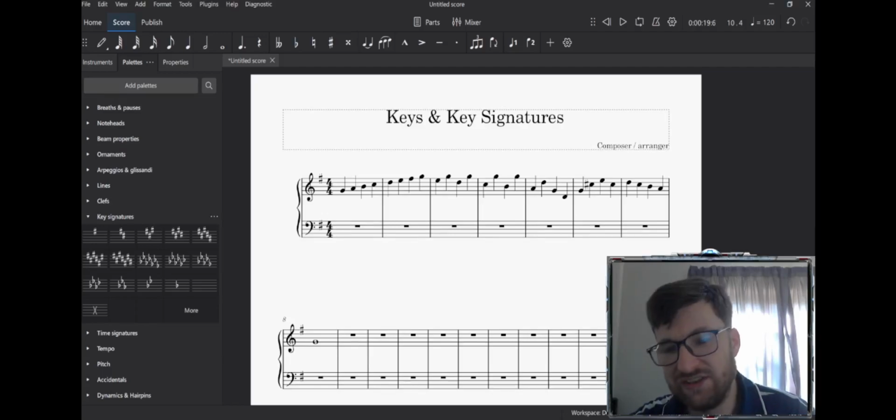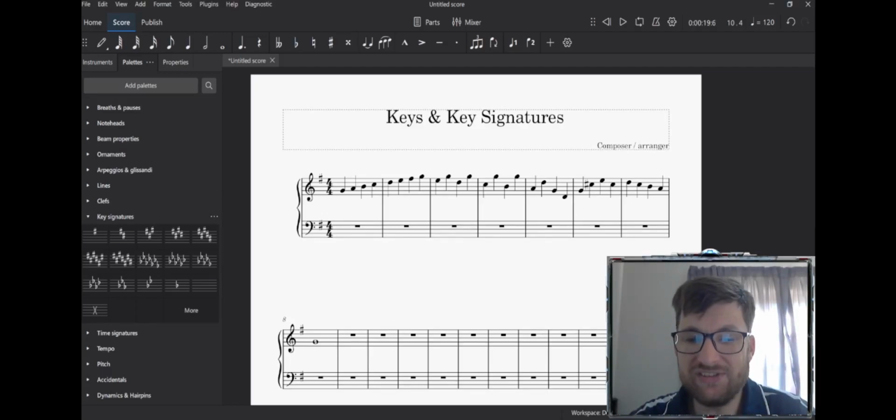All of that having been said, I hope this video has helped you to better understand key signatures and how they work and how to identify them.